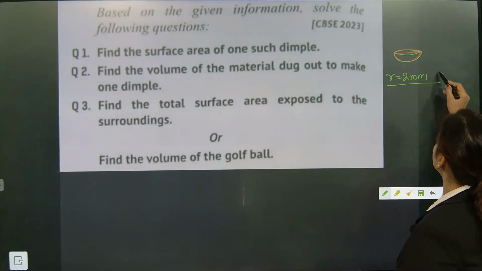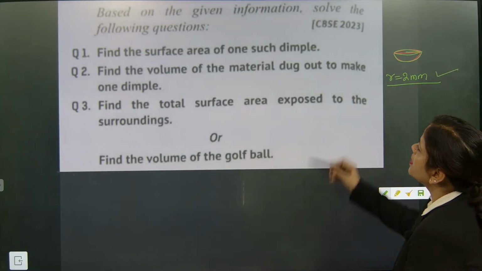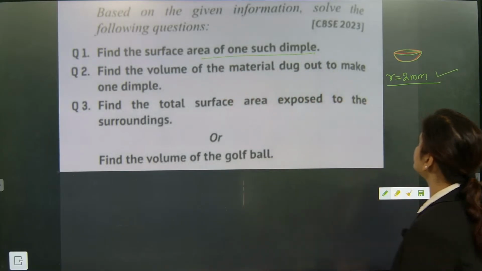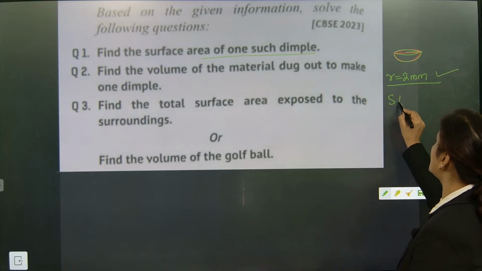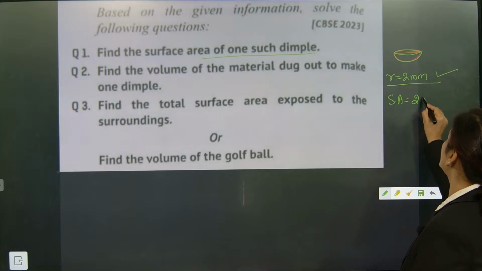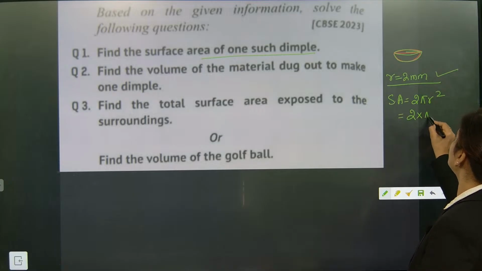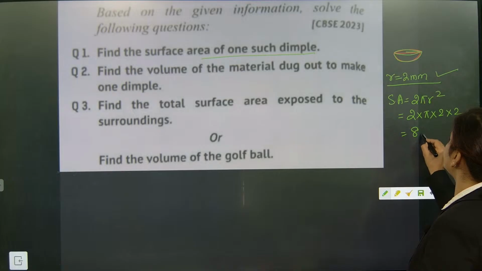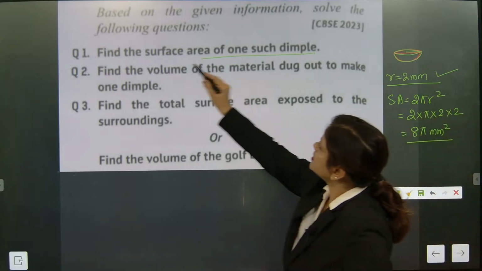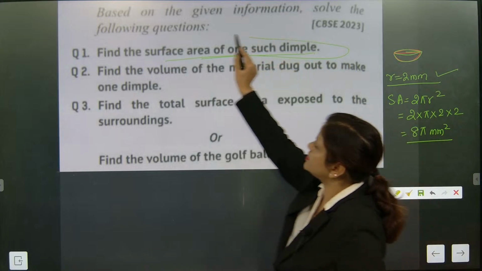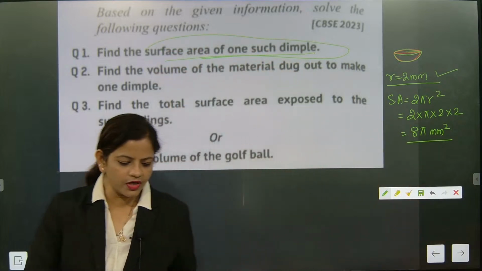So now look here. The radius is given as 2 mm. Now surface area of one such dimple. The surface area of one such dimple is 2 pi r square. So it will become 2 into pi into 2 into 2, so it will become 8 pi square mm. So this is the surface area of one such dimple. So one work is over.